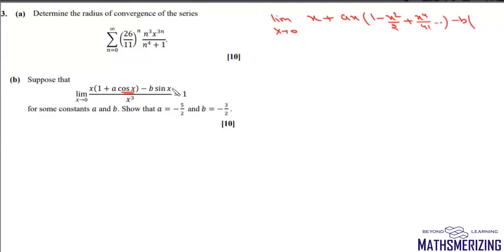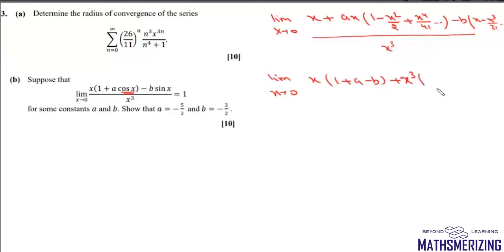Now what is the expansion formula for sin x? It is x minus x cube upon factorial 3, upon x cube. Now we'll write this as an increasing polynomial. So you can write this as limit x tends to 0. Now what is the coefficient of x? The coefficient of x is 1 plus a minus b. Now there will be no term containing x square. Now we write the coefficient of x cube. So what is the coefficient of x cube? The coefficient of x cube will be minus a by 2 plus b by 6.